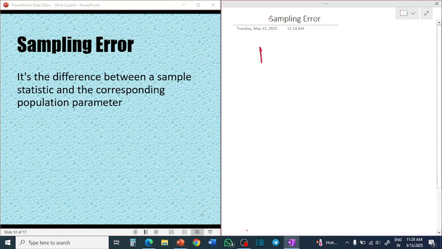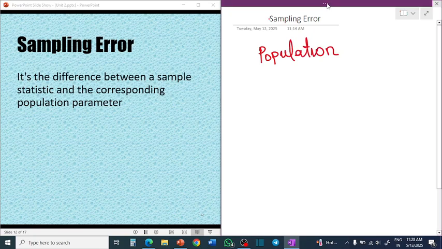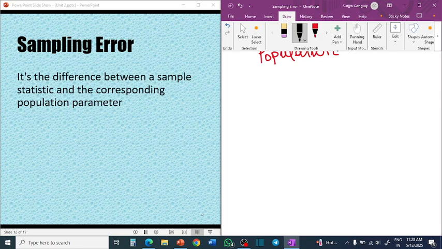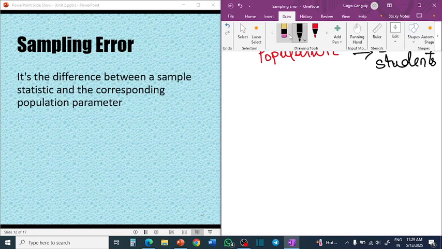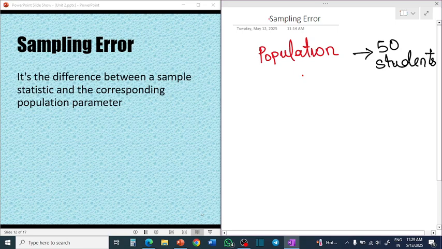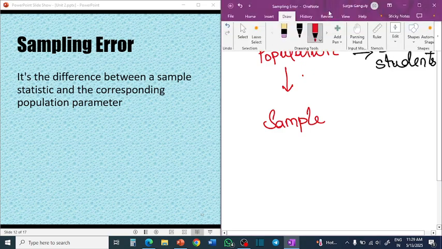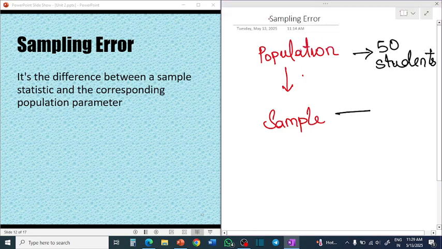So what is population? Suppose you are told to collect data from a class of 50 students. All those 50 students who are present in the class will be your population. Among those 50 students, you decided that you will collect the data from a selection of 20 students. So those 20 students will become your sample. I hope this part is clear to all of you.